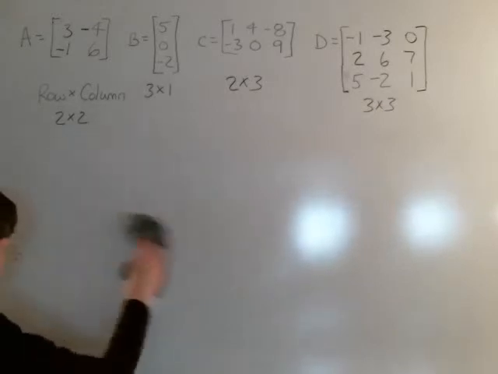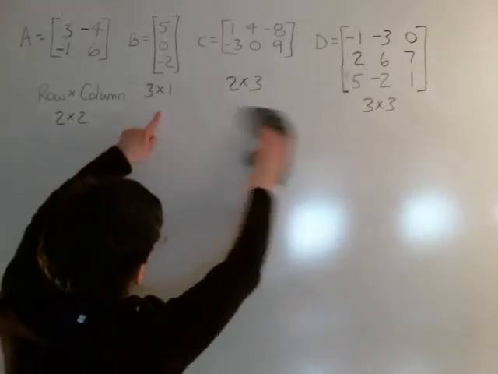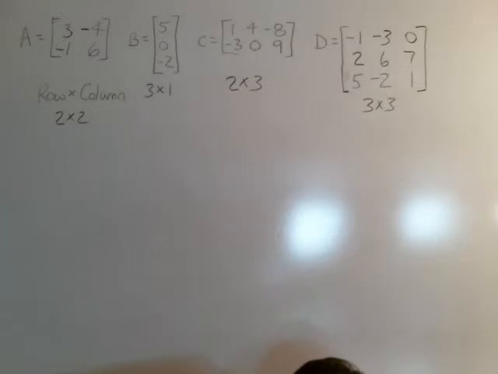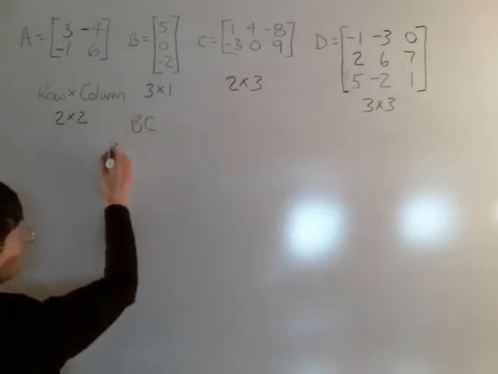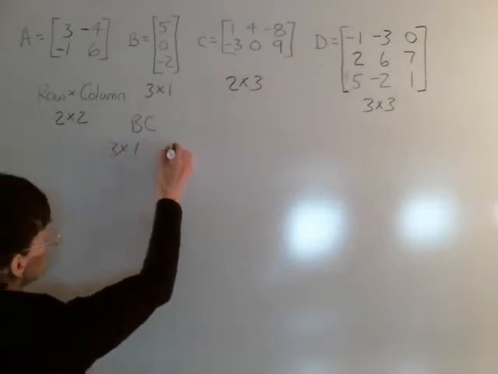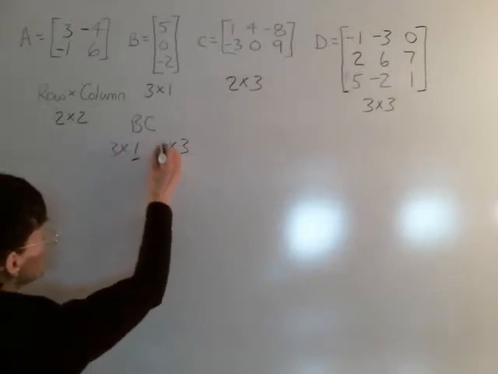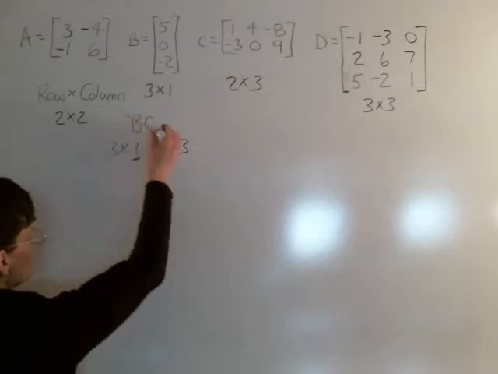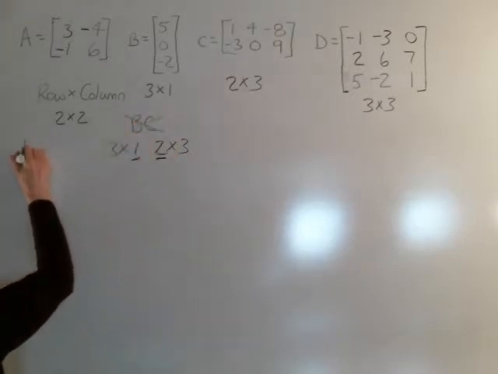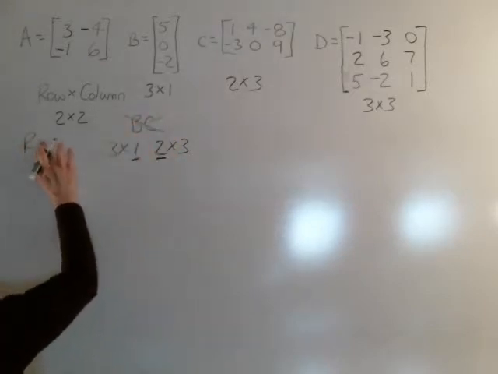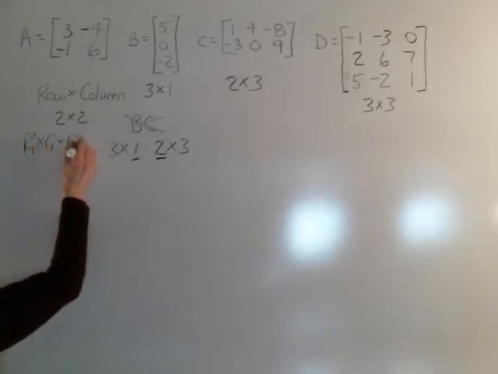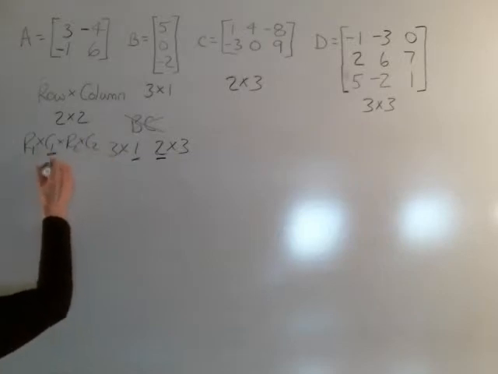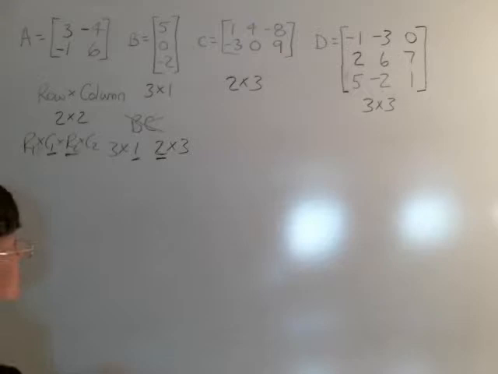So, for example, I cannot multiply B times C, because B is 3 times 1 and C is 2 times 3, and the 1 and the 2 are not the same number. So that won't work. If you write it this way, R1 times C1, R2 times C2, the number of columns of the first matrix has to equal the number of rows of the second matrix. All right, that doesn't work.